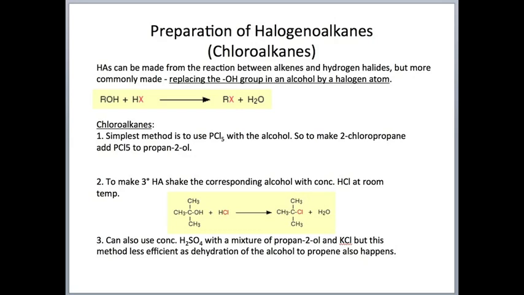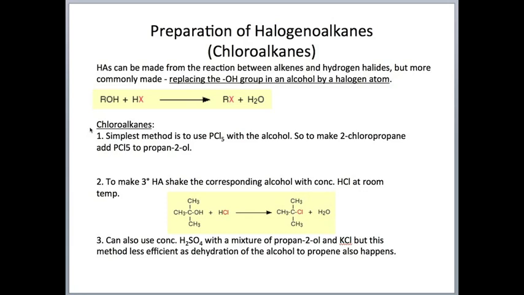So halogenoalkanes can be made from the reaction between alkenes and a hydrogen halide, but more commonly we use a reaction where we replace the OH group in the alcohol by a halogen atom. So this is the general formula. We have an alcohol reacting with a hydrogen halide to produce the RX with water.